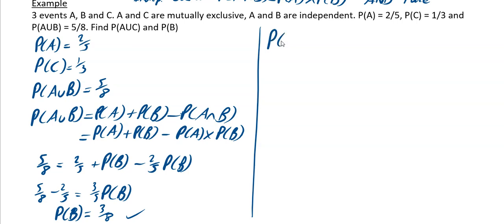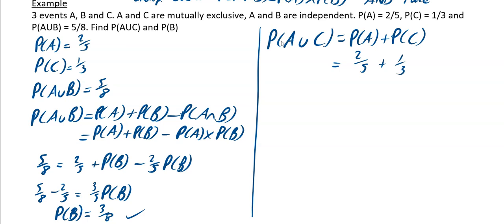Next bit asks you to find the probability of A union C. Now it tells you that A and C are mutually exclusive. So that means if they're mutually exclusive, A or C is just going to be probability of A plus the probability of C. And then that is just going to be 2/5 plus 1/3. And when you work that out, that is going to be 11/15.